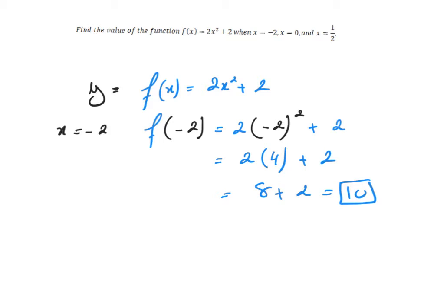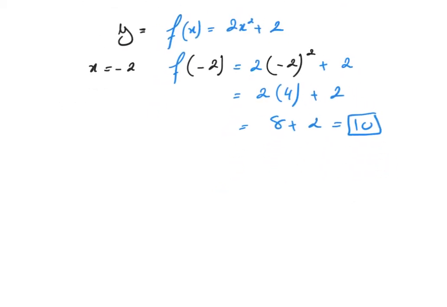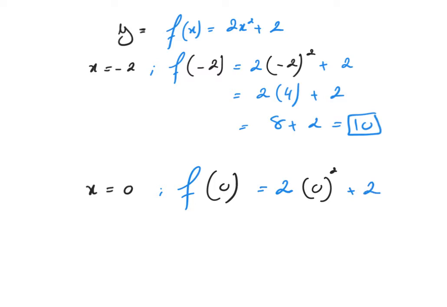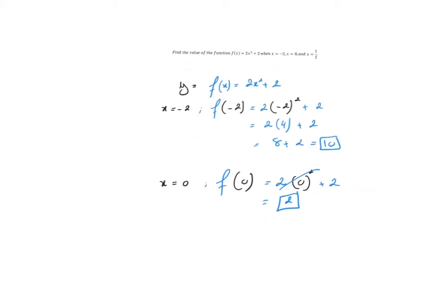And the next one here, we have to find the value of 2x squared plus 2 with x equals 0. So we're going to substitute x by 0. So here we have x equals 0. So we have f of 0. So f of 0 will be 2 times 0 squared plus 2, right? Now 0 squared is 0, and this is going to be gone here, and the answer is 2. So f of 0 is going to be 2.